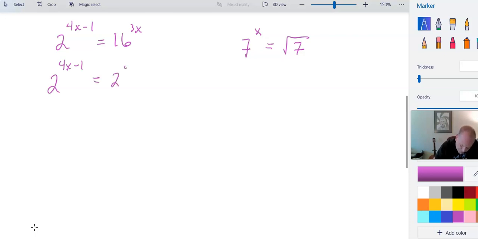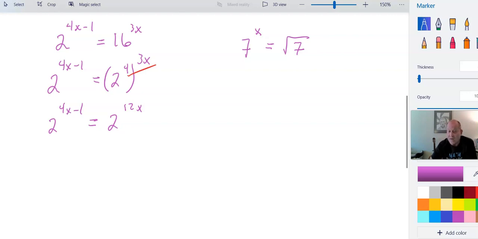Right, so now we have 2 to the 4th raised to the 3x. Well, properties of exponents say that I can go through and multiply these two things. So that means that 2 to the 4x minus 1 is equal to 2 to the 12x. Okay, we've gotten it now to the point where we have like bases again. If we have like bases, we set the exponents equal to each other, which means that we get 4x minus 1 is equal to 12x, because those are our two exponents.